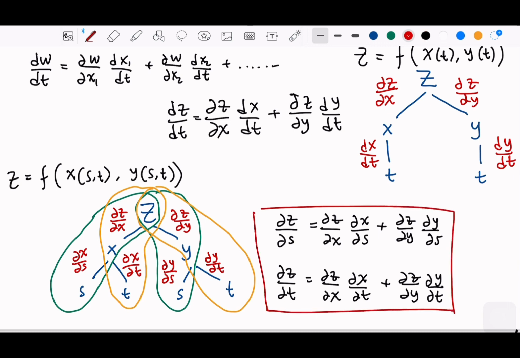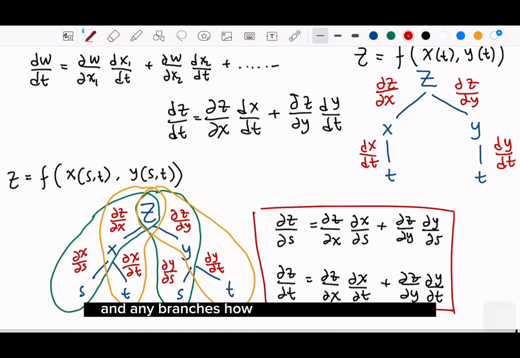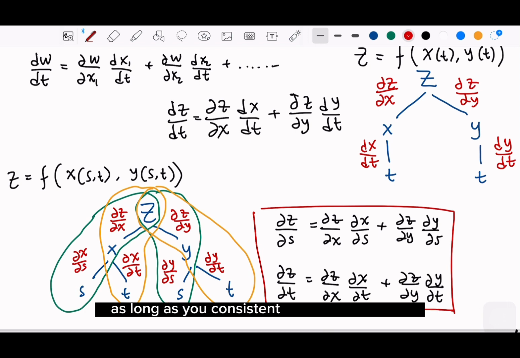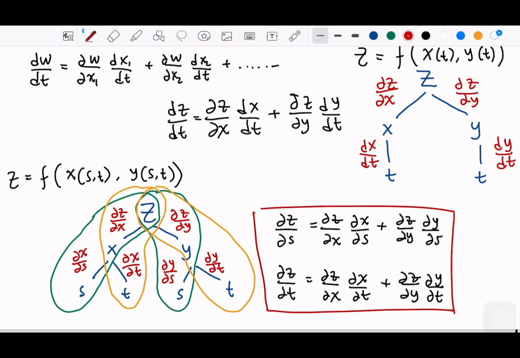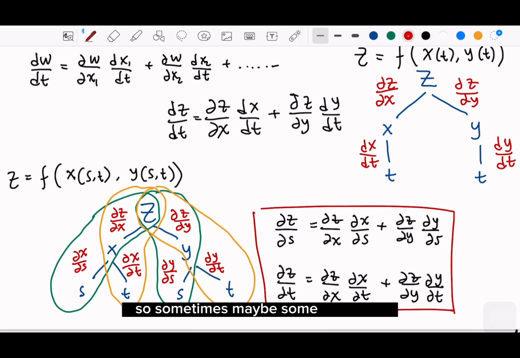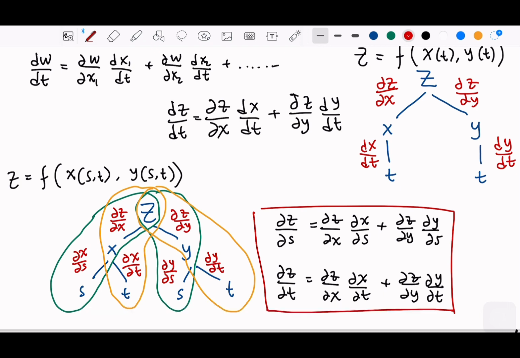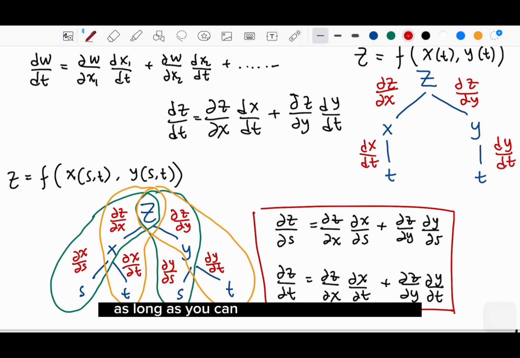Okay. And however many branches we have, we can have more and more. As long as you are consistent in doing this diagram, I think you will get what the chain will be. Sometimes some problems give you conditions, then you need to first define where the variable is, and what the relation is between all the functions. As long as you can understand the relations, you can make a diagram.